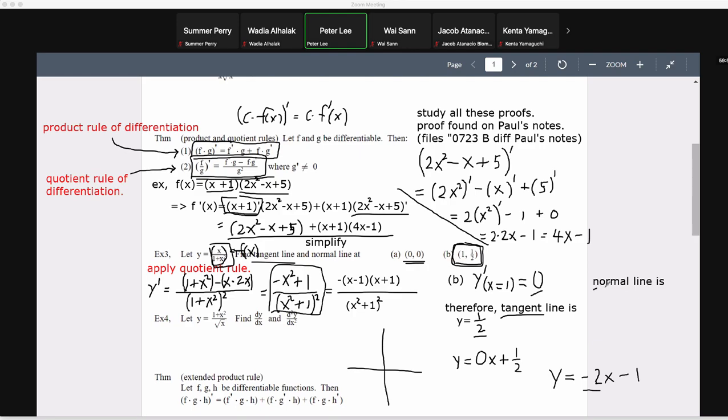What is the equation of the normal line? Normal line is what? Does that exist? No, there is a normal line. What is the normal line? The normal line we see is this.